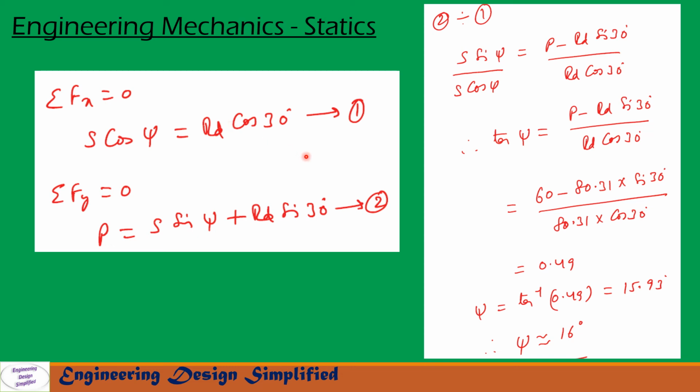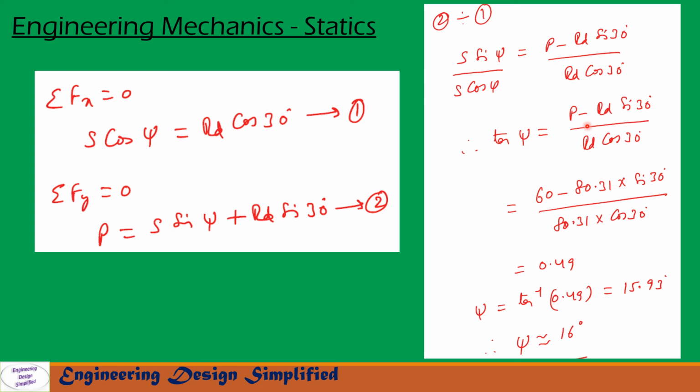Now let us find psi and S. Let us divide equation 2 by equation 1. We get S sin psi on one side, and P is moved to this side. So we get S sin psi by S cos psi equal to P minus RD sin 30 by RD cos 30. So this term S and S will get cancelled, and sin psi by cos psi will become tan psi. So tan psi equal to P minus RD sin 30 by RD cos 30.